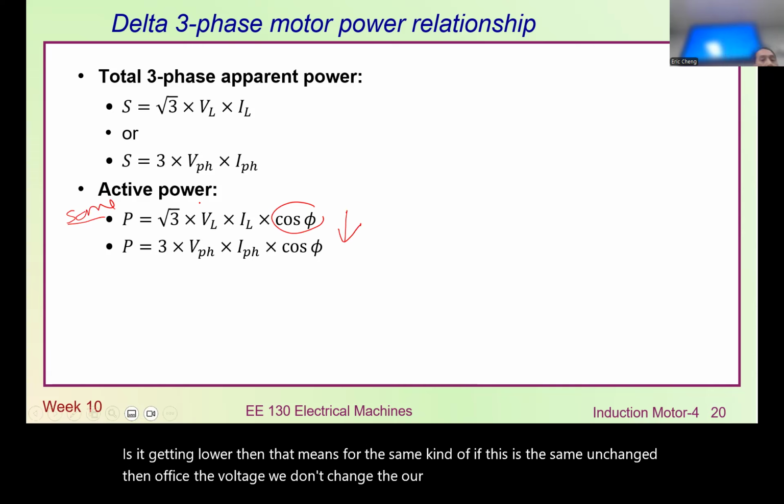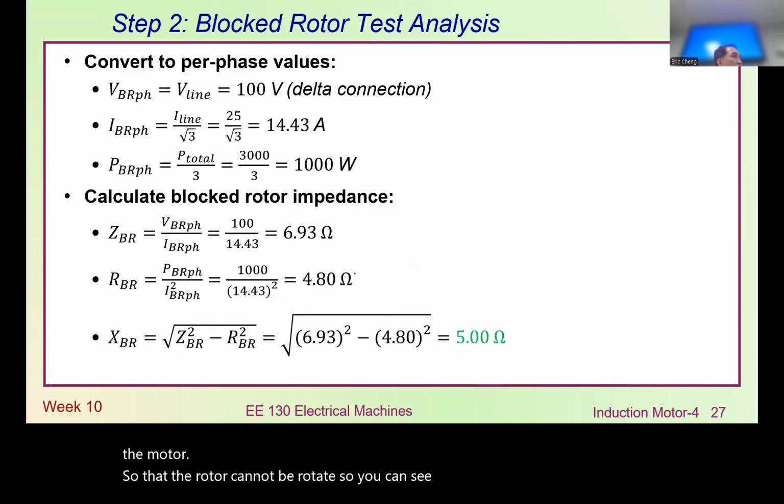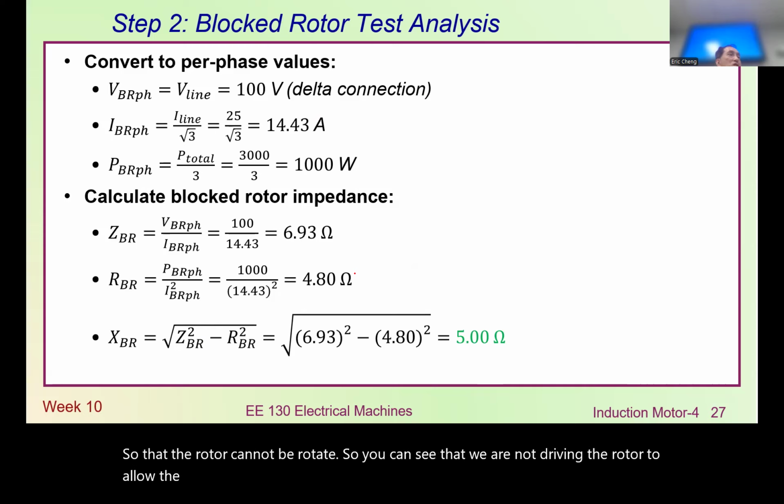So another test we did is the block rotor test. In the block rotor test, we are blocking the rotor and allowing a huge current to pass from the stator to the rotor. Because we're blocking the rotor, we should not add really high voltage, otherwise we blow up the motor. We hold the motor so that the rotor cannot rotate, so the current must be quite large. It's really similar to a short circuit test.